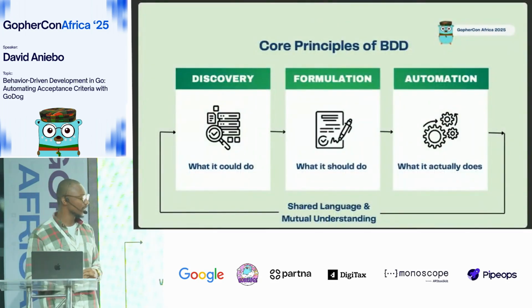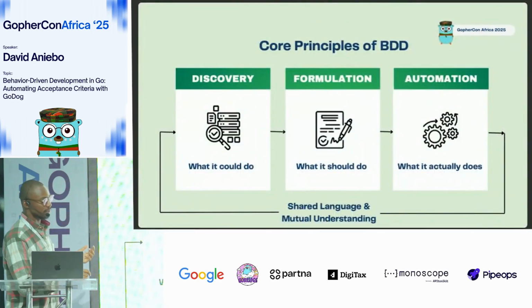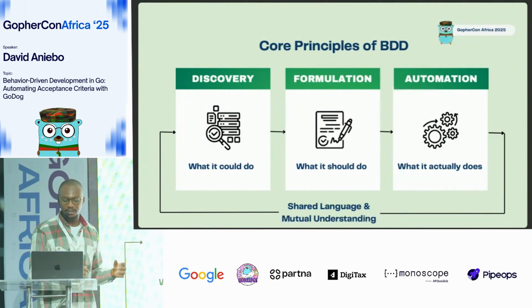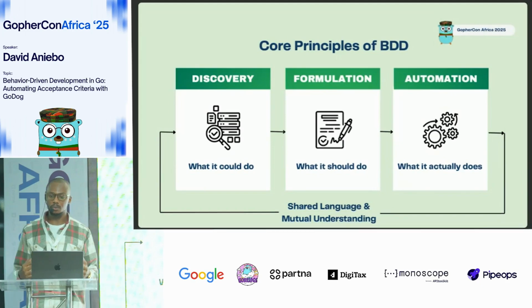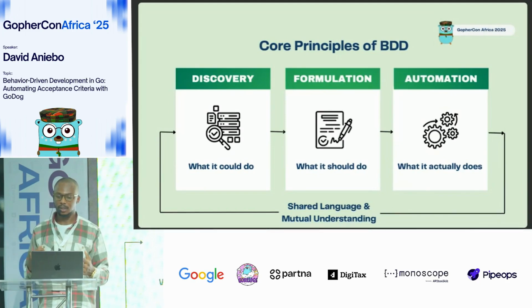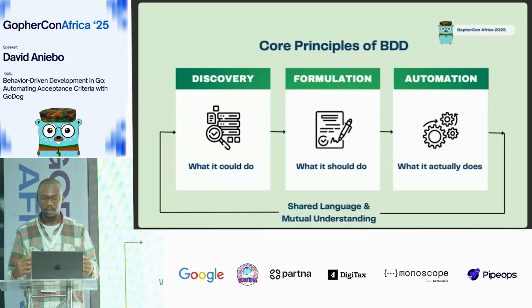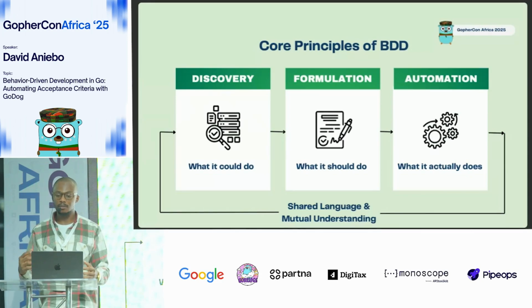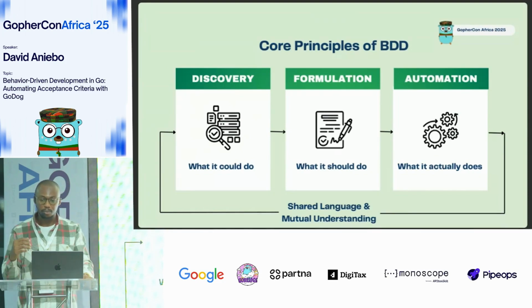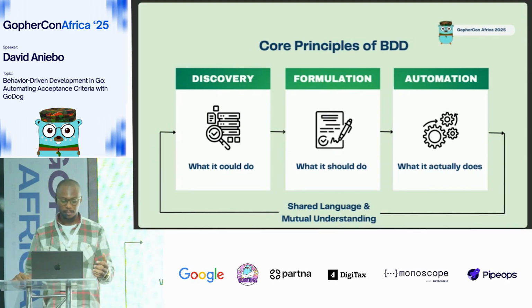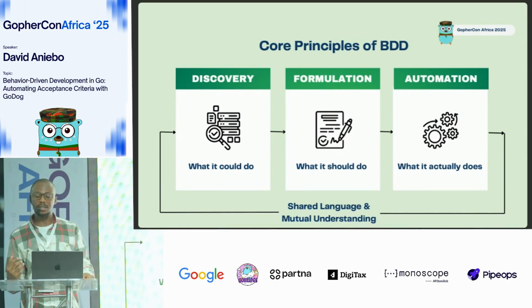So the next one is the core principle of BDD, the phases. We have three phases of behavior-driven development. The first one is discovery, what the software system could do. The discovery phase is a conversation between the business team and the technical team, because here they come together, they explore, they discover, and they agree as much as they can on the problem needed to be solved.